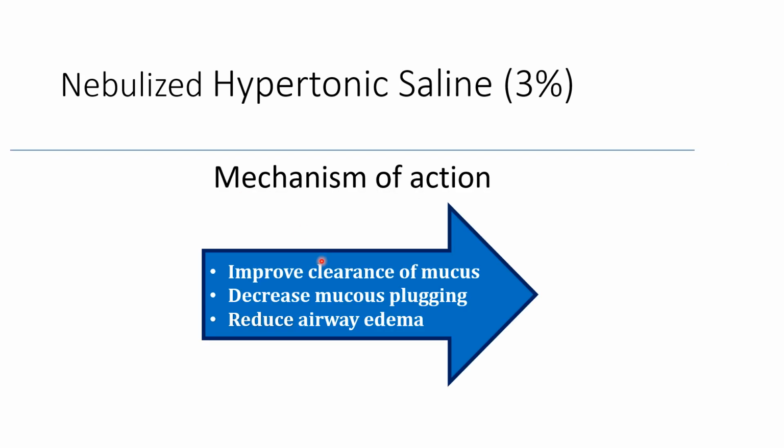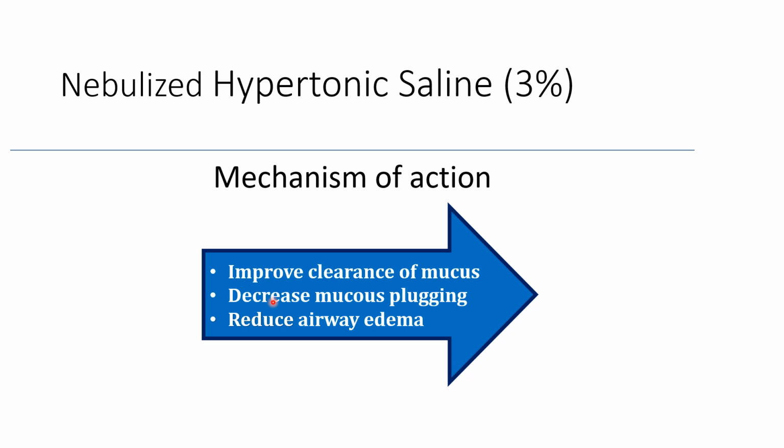What is the mechanism of action of the hypertonic saline? It improves the clearance of the mucus because it acts as an expectorant. Osmotic pressure of the 3% NS is more than physiological isotonic 0.9% NaCl. Because it is a hyperosmolar agent, it draws water into the airway, rehydrates the mucus layer and improves the mucociliary clearance. So it is helpful for clearing the mucus secretions.